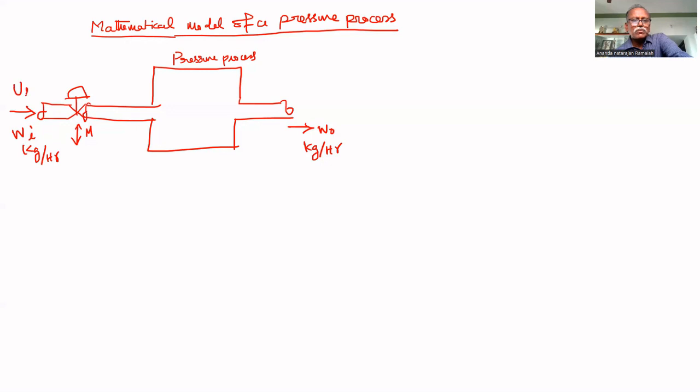The upstream pressure is Ui. Downstream pressure is U0. The pressure inside the process is U. The U is the process variable to be controlled.